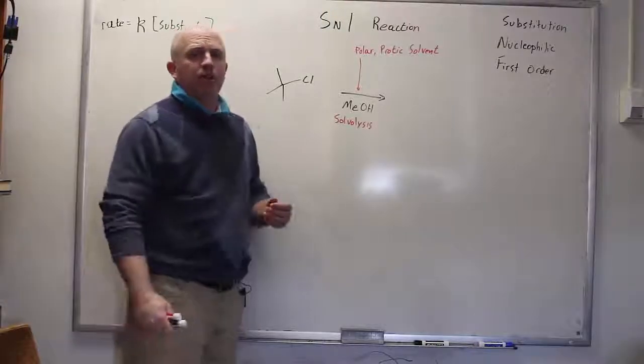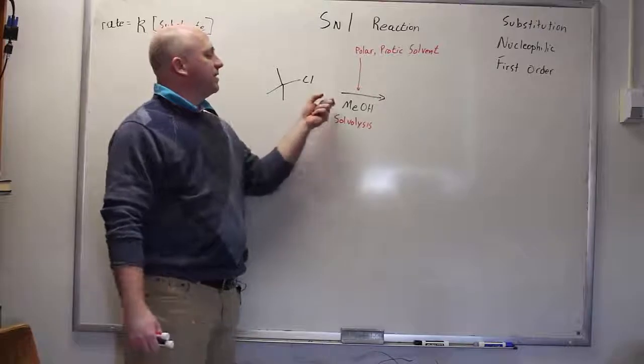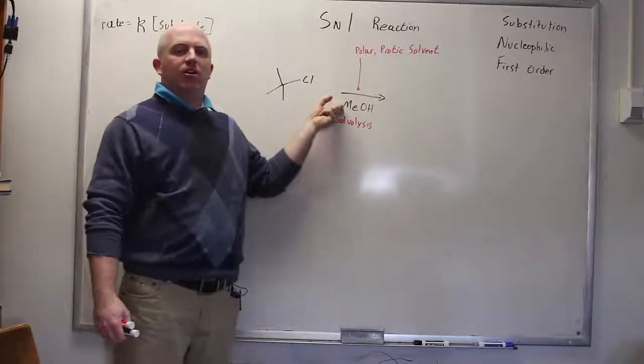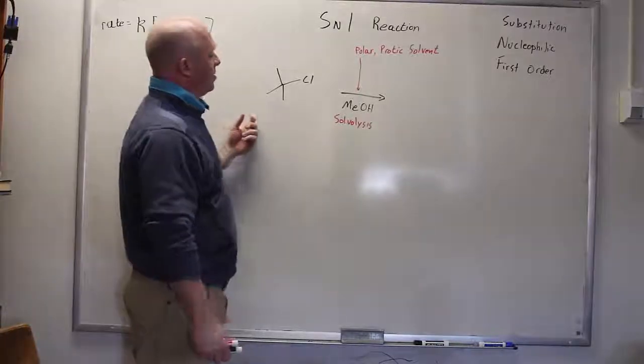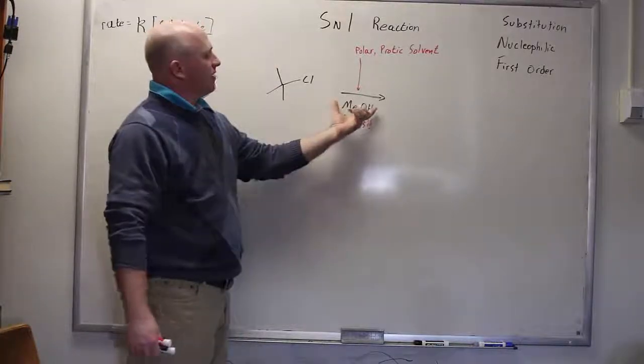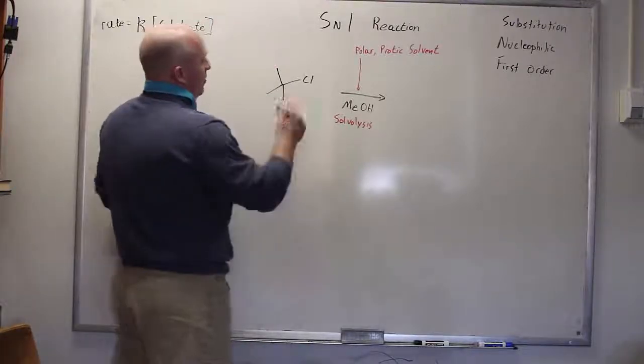Very frequently, when you're running an SN1 type reaction, what you have is some substrate, and that substrate gets dissolved in some polar protic solvent, and it is the polar protic solvent that actually serves as the nucleophile for the reaction. This kind of reaction, where the solvent is one of the reagents, tends to be called a solvolysis reaction. So what happens first? Well, we have a leaving group.